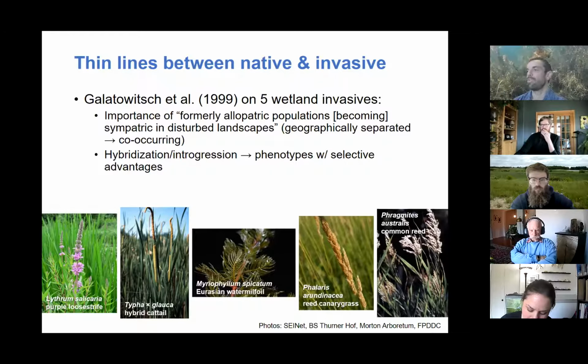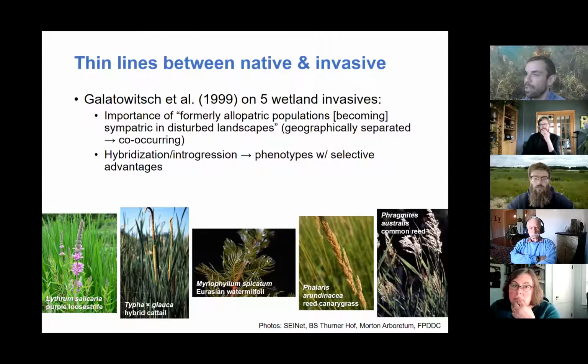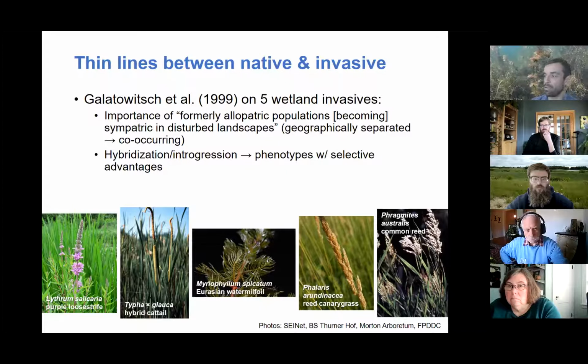We can leap forward about 140 years to a paper that delved into more specific examples from the system that I'm talking about today, and that's our colleague Sue Galadowicz and others here at the University of Minnesota, who published this really influential paper on 5 different wetland invasives in North America. And they describe the importance of formerly allopatric populations becoming sympatric in disturbed landscapes. That is, going from being geographically separated to geographically co-occurring, and described that there was hybridization and introgression happening in these invasions that was leading to phenotypes or characteristics of plants with selective advantages. Hybridization meaning crosses of different genotypes within species or across species, and introgression being back crosses from those hybrids to parental species.